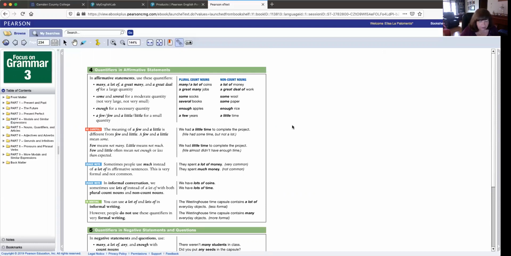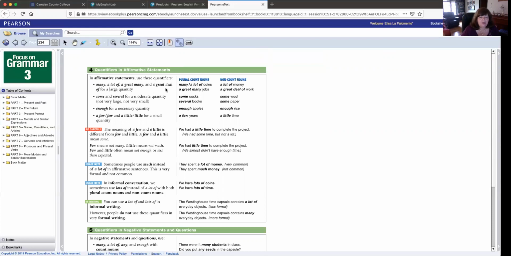So here we have to think about if what we're saying or writing is affirmative or negative. Affirmative, of course, is the opposite of negative, which would be not or no, right? In affirmative sentences, use these quantifiers, these words that say how much or how many: many, a lot of, a great many, a great deal of. Same thing, it means a whole lot of. This is for a large quantity.